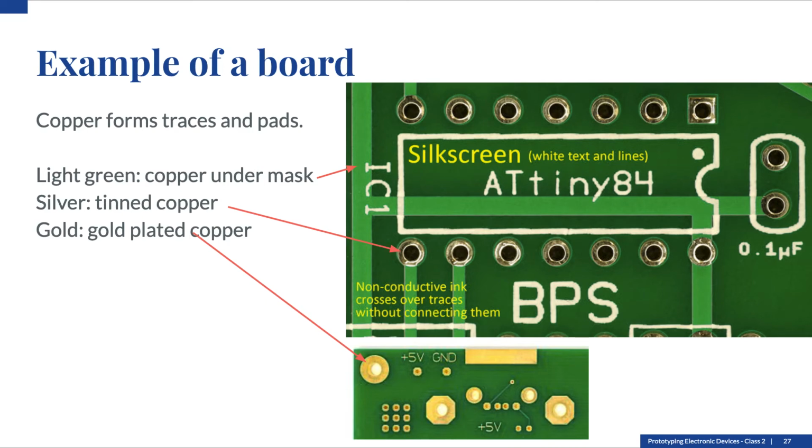Copper forms traces, pads, and vias. On a regular green solder mask PCB, the copper traces will appear as light green traces under the solder mask. For hot air solder leveling finished boards, the exposed copper is silver in color because the copper is covered with a thin layer of solder. For electroless nickel immersion gold finished boards, the exposed copper is gold in color because the copper is covered with a thin layer of nickel and gold.